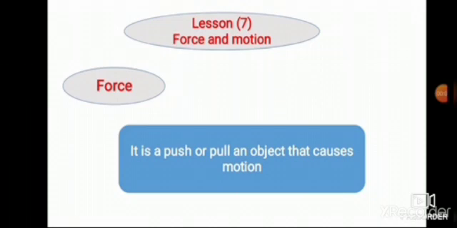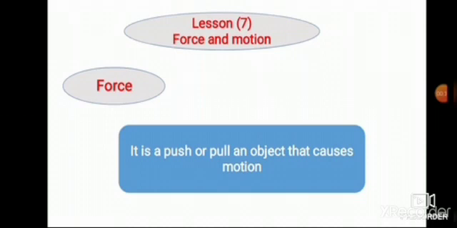Today we have a new lesson which is called force and motion. What is the meaning of force? Let's know what is the meaning of force. Force means a push or pull on an object that causes motion. What is the meaning of push or pull?